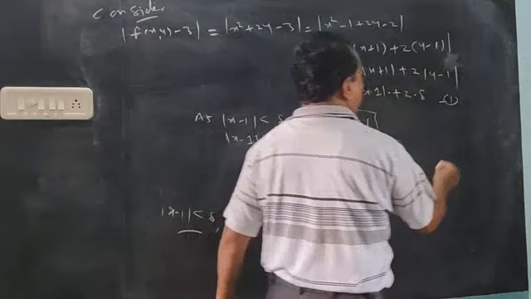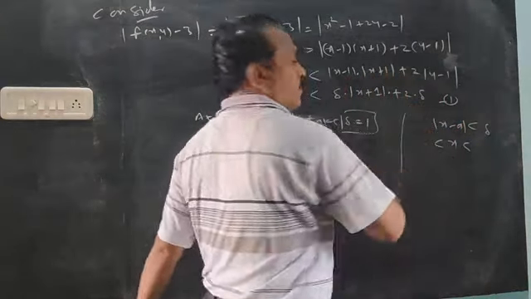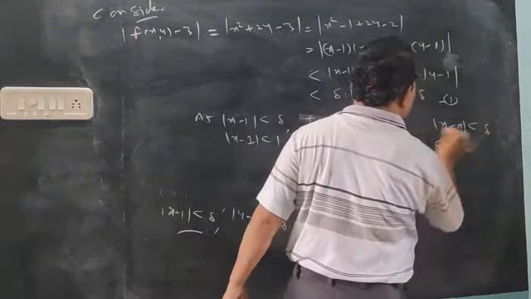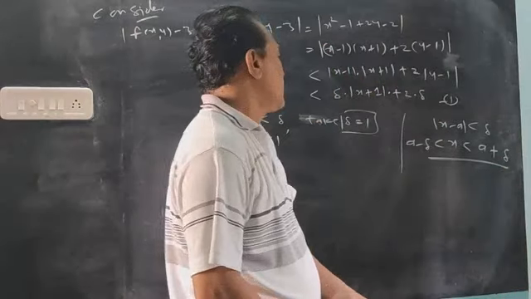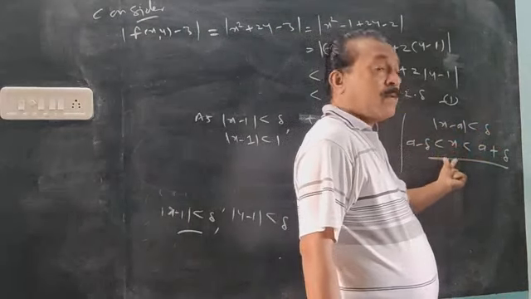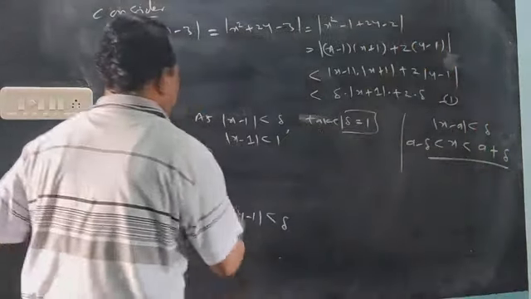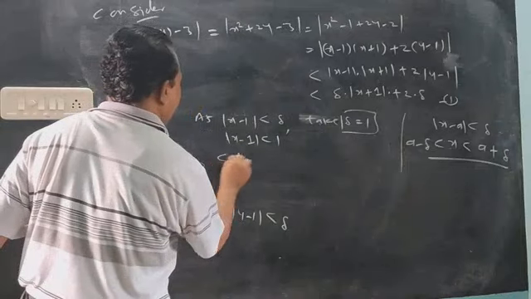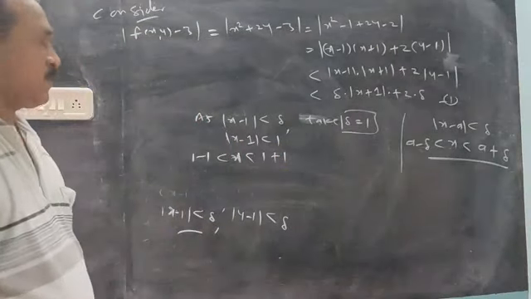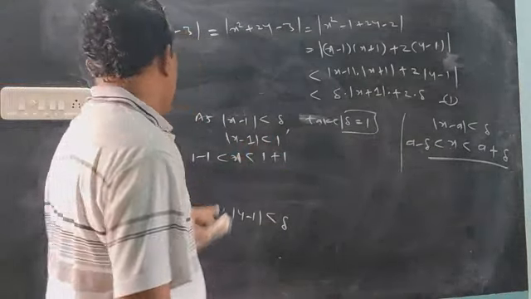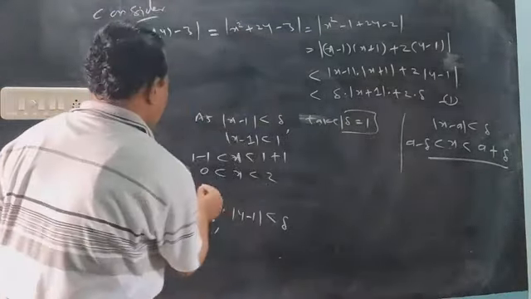Then we know the mod relation: mod of x minus a less than delta. Then x lies between a minus delta on the left side and a plus delta on the right side. Remember this standard result in mathematics. So here x lies between 1 minus 1 on the left side and 1 plus 1 on the right side. Here a is 1, so 1 minus 1 equals 0. So x lies between 0 and 2. But I want x plus 1, so adding 1.